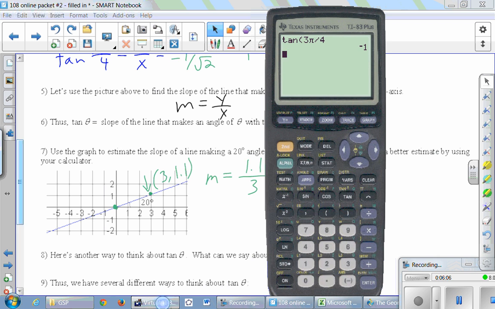And we can estimate that on the calculator. So 1.1 is just my guess divided by 3. And so we get a slope of about 0.367.